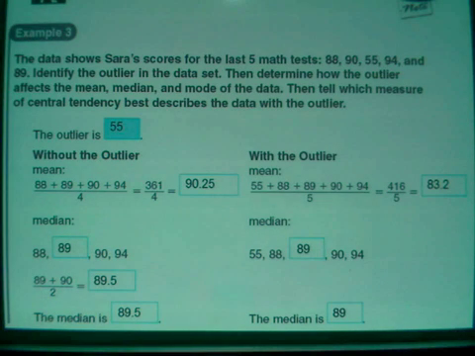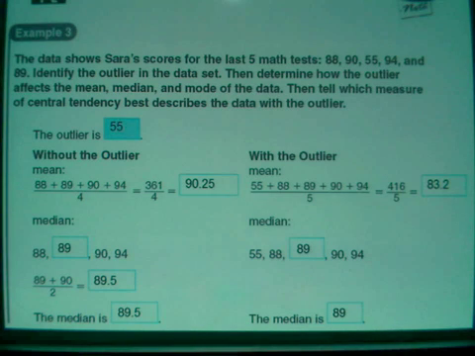Now, let's think about what happens here. If I take out a low score, what's going to happen to Sarah's scores? Well, if I take out a low score, the grade should go up. As you can see on the left side, without the outlier, I'm just adding up the 88, the 90, the 94, and the 89, not the 55, because that's the one we're getting rid of, and now dividing by 4, because there are only 4 numbers in the set, and all of a sudden her average is 90.25.